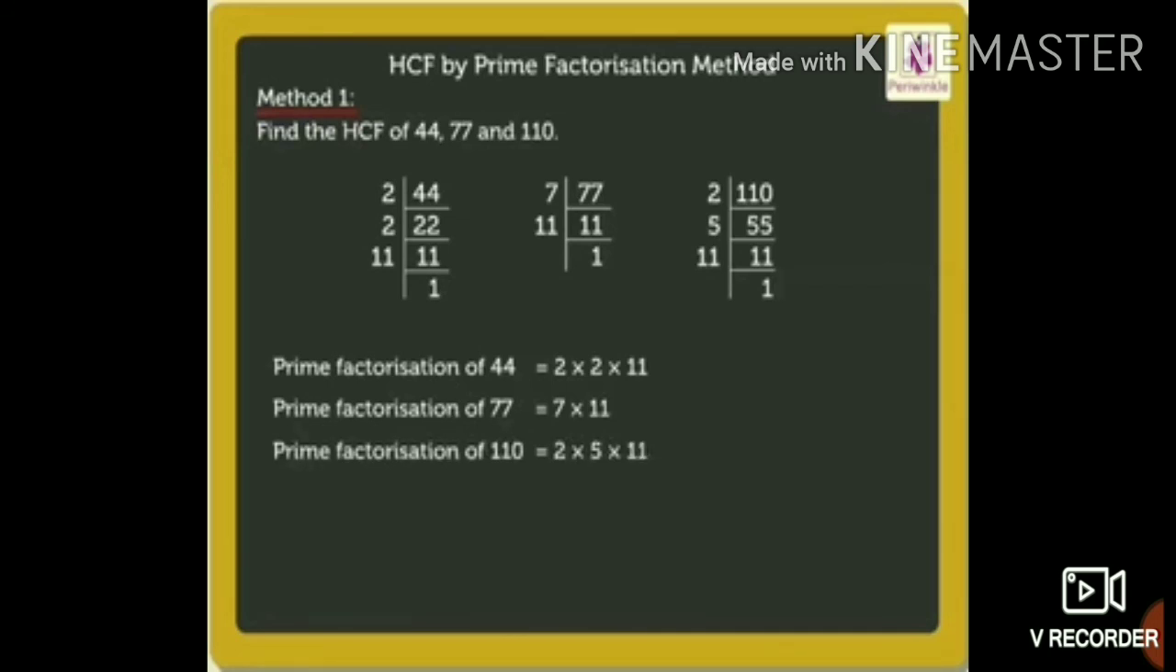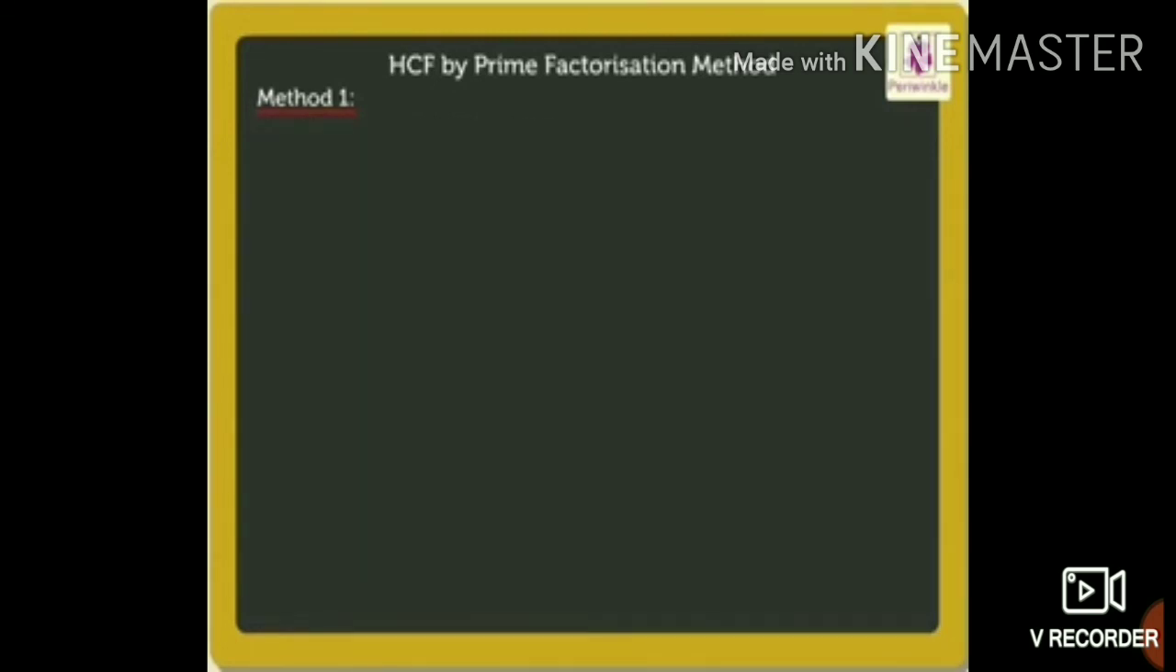Which are the common factors? Circle them. 2 is not common in all; check it. 11 is common in all three factorizations. So the HCF of 44, 77 and 110 is equal to 11. This is called the HCF by the prime factorization method.